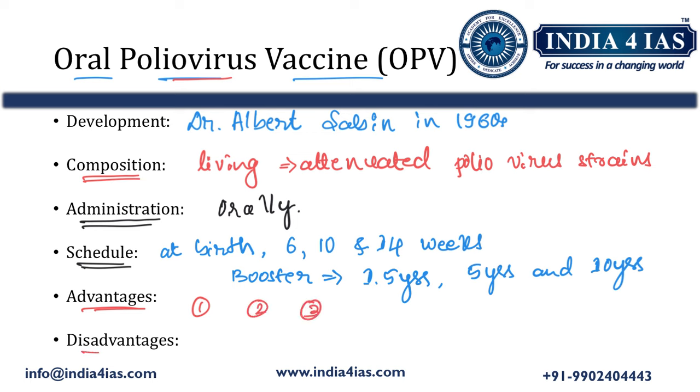So coming to the disadvantages associated with this vaccine, there is a risk of vaccine-associated paralytic poliomyelitis and a risk of circulating vaccine-derived poliovirus. So there are two risks associated with this polio vaccine. So this is all about the oral poliovirus vaccine.